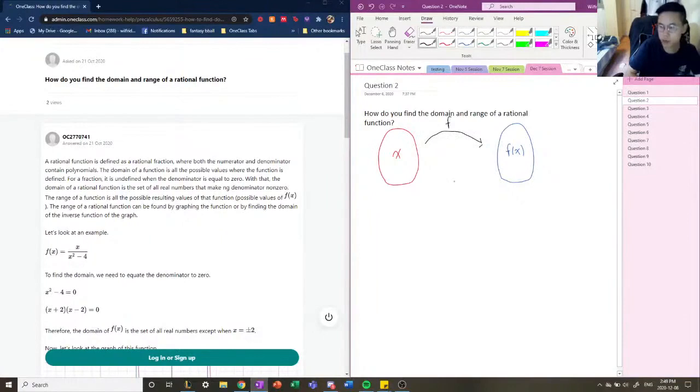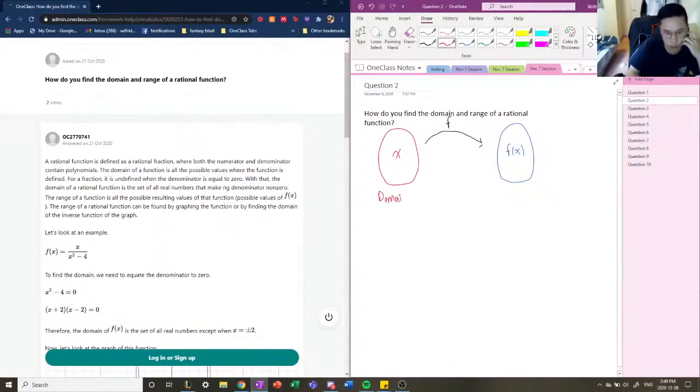A function's primary purpose is to map one value to another through a set of rules, a set of axioms, right? So the domain is all the values of x that define f of x, all the values of x that lead to f of x. These values of x can be the whole real number set, the integer set, or the natural number set. It can be expansive or very exclusive, depending on what our function is describing. So we call this red bubble the domain.